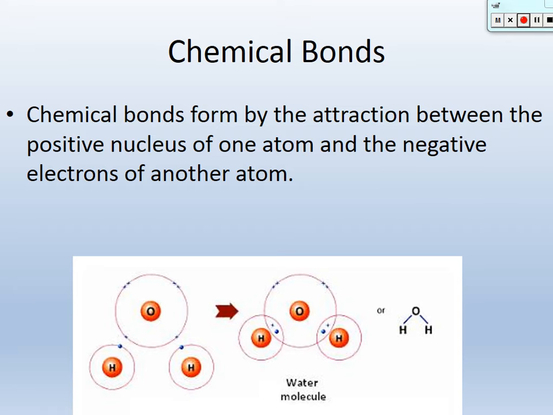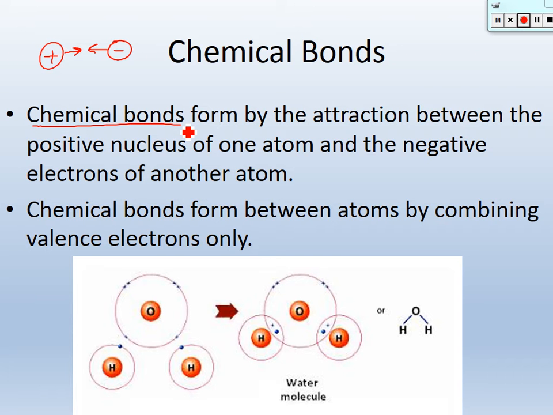Chemical bonds are formed by the attraction between the positive nucleus of one atom and the negative electrons of another atom. So if you have opposite charges, what do they do? They attract each other. So the positive nucleus of one atom will attract the electrons of another atom, and that's what pulls them together and forms a chemical bond. Okay? So that's what we're seeing down here with water.